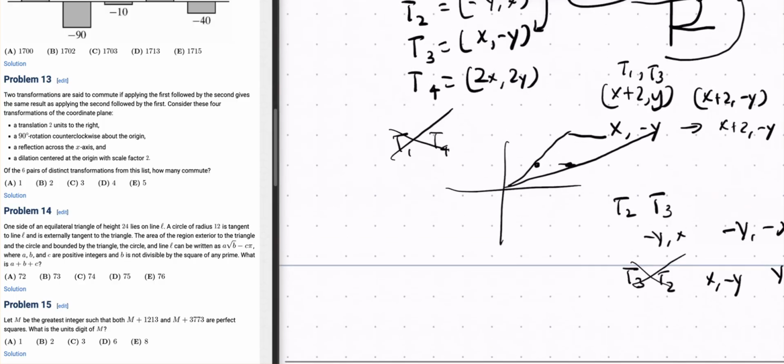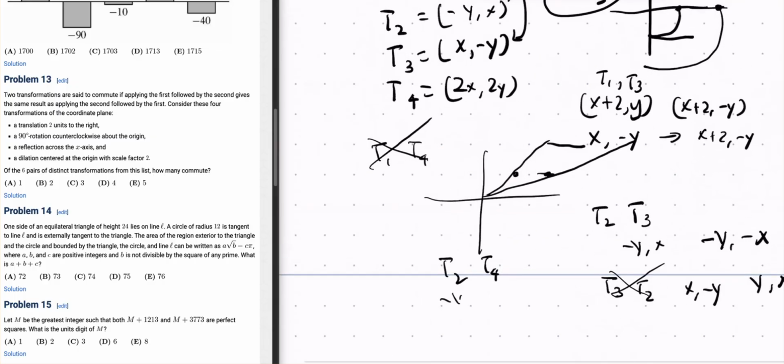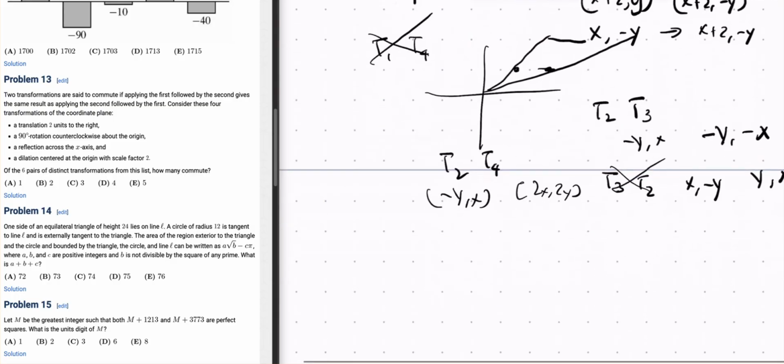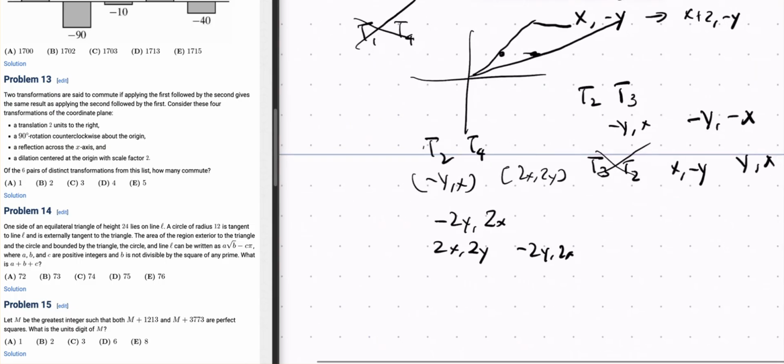Now let's try T2 and T4. So that's negative y comma x and 2x comma 2y. If we try this, then that gives us negative 2y comma 2x. Whereas if we did it the other way around, it's going to be 2x comma 2y, and then we flip it around, that's going to give us negative 2y comma 2x. So this does work.